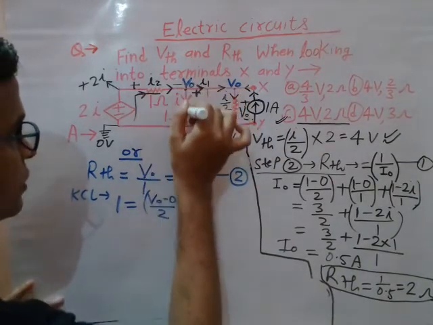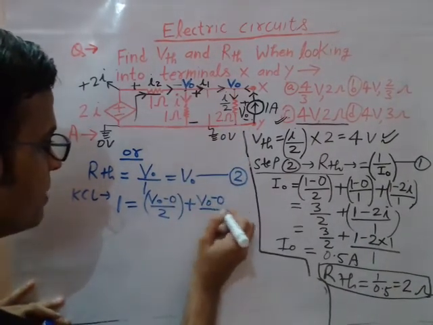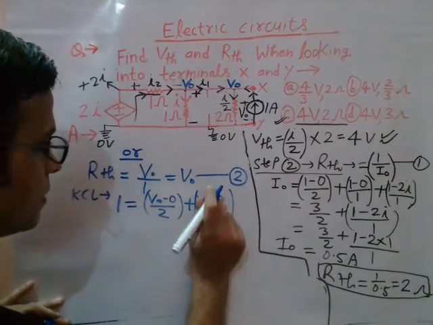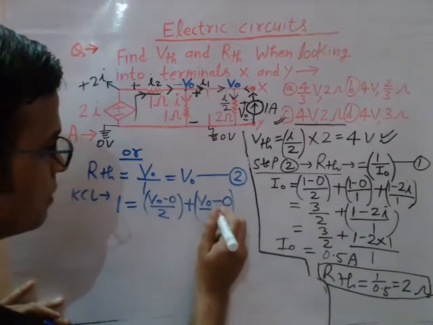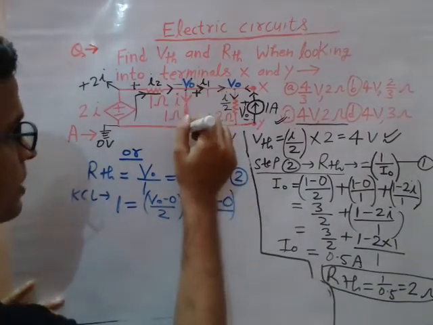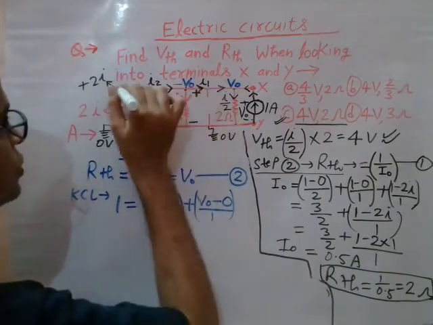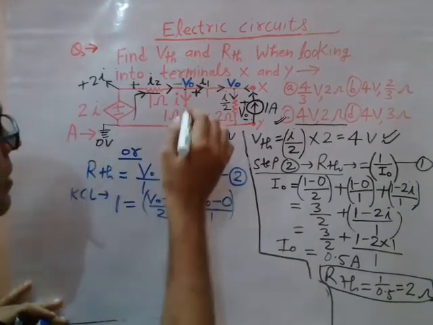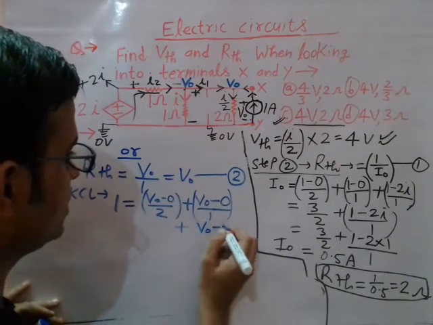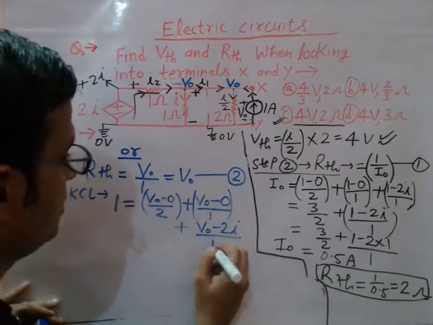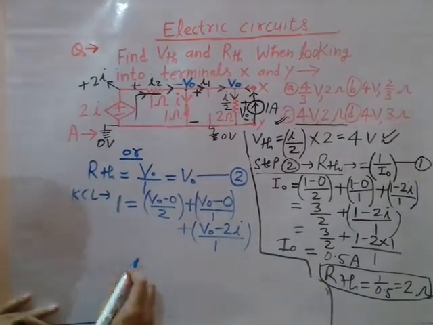So this current is V0 minus 0 divided by 1, right? V0 minus 0 divided by 1 is this current. Now this current is V0 minus 2i divided by the resistance in between, that is 1 ohm, right? So this is the case here.